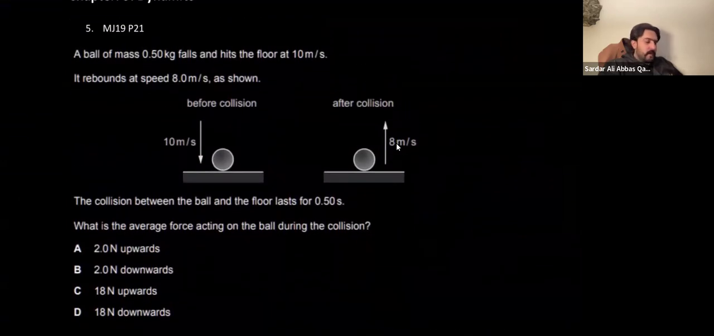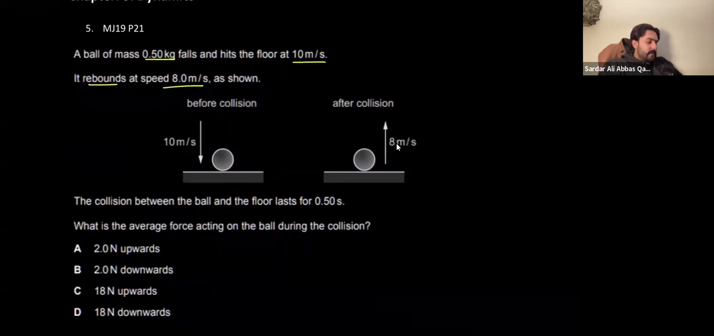Now, question number 5. This is kind of a little difficult, but let's try. A ball of mass 0.5 kilogram falls and hits the floor at 10 meters per second. It rebounds at a speed of 8 meters per second as shown. The collision between the ball and the floor lasts 0.5 seconds. What is the average force acting on the ball during the collision? Again, the question is related to momentum.